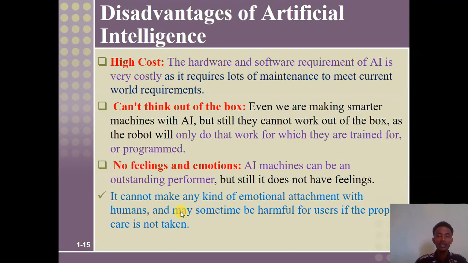Another one is the disadvantages of artificial intelligence. The first disadvantage of having artificial intelligence is high cost. To buy a machine which behaves like a human being is very costly. It's very difficult for organizations, especially in developing countries, to have such artificial intelligence devices for the factory, for the organization, to do the different operations they need. Big data, hardware and software requirements of artificial intelligence are very costly.